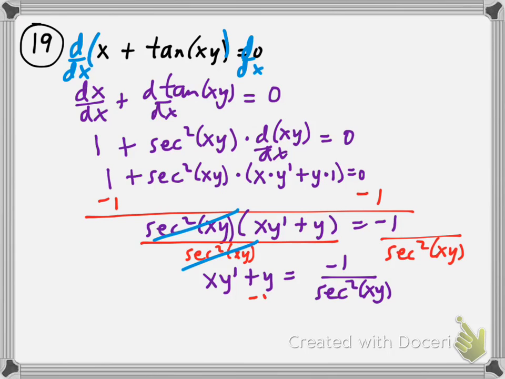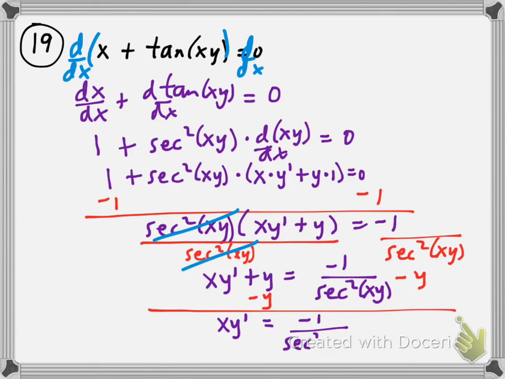I'm running out of room a little bit here, so let's go ahead and subtract y from both sides. We have xy prime equaling -1 over secant squared of xy minus y, and we're going to divide both sides by x. Okay, so if we divide both sides by x, then it's just like multiplying both sides by 1 over x. And so if you multiply both sides by 1 over x, this first term gets a 1 over x times that, and then the second term gets a 1 over x times that.